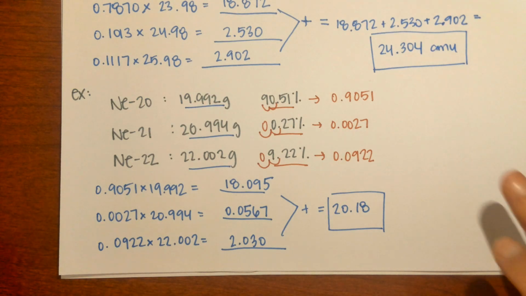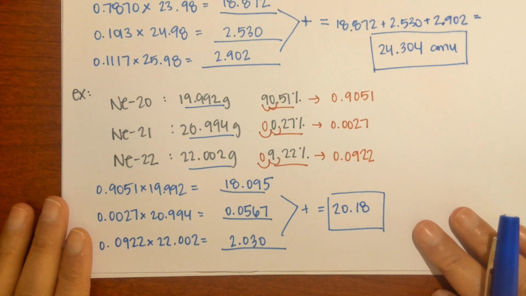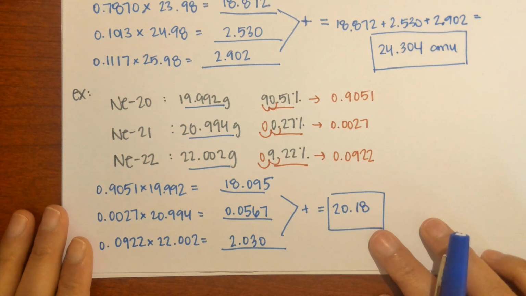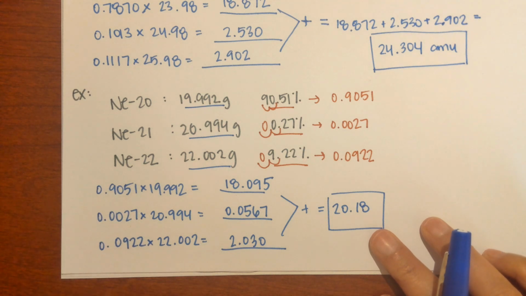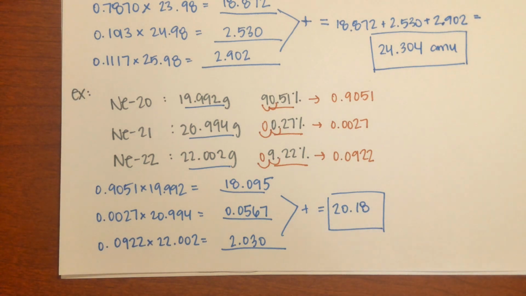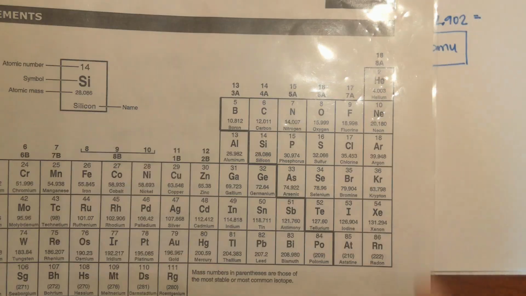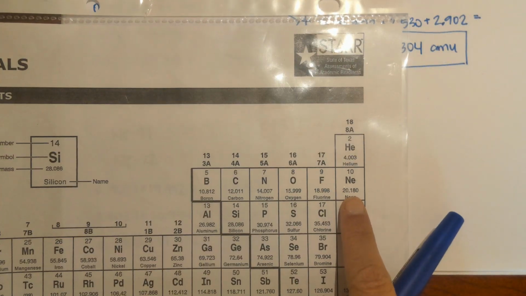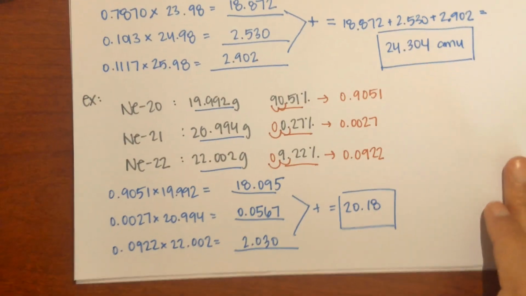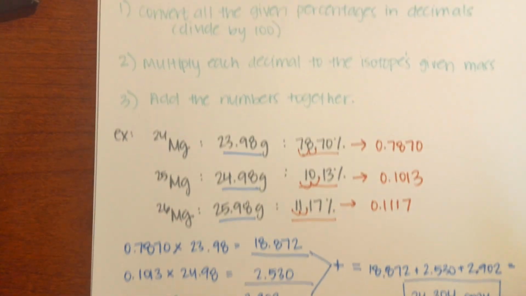Okay, so this is what I got for my final answer. The average atomic mass for neon is 20.18. In my calculator, I got 20.181, so I just stopped at 20.18 because if you check the periodic table, that is exactly what it says. So that is basically it on how to calculate average atomic mass.